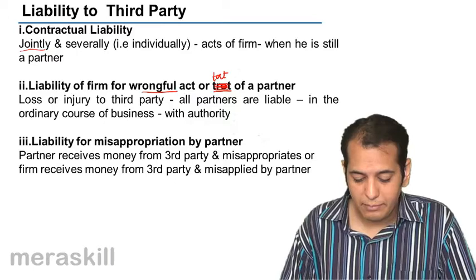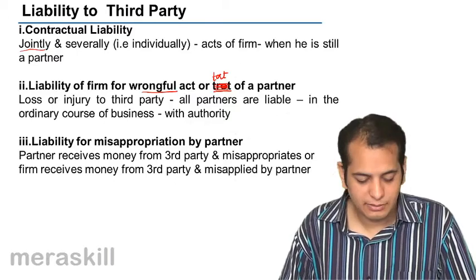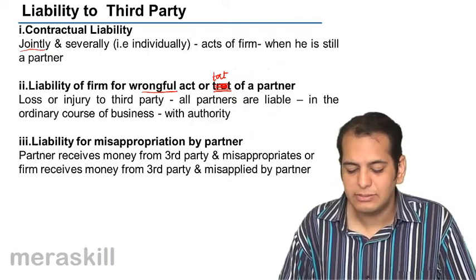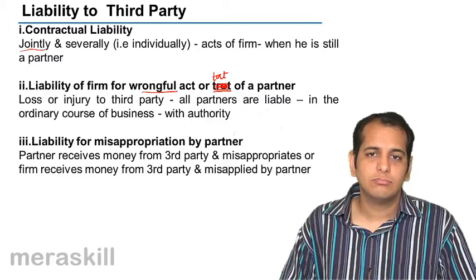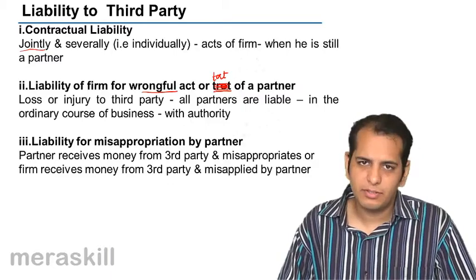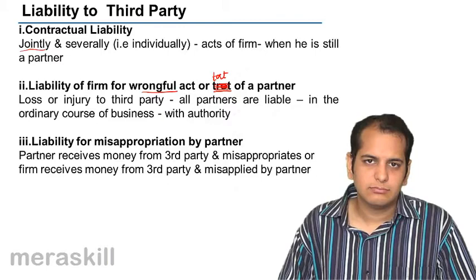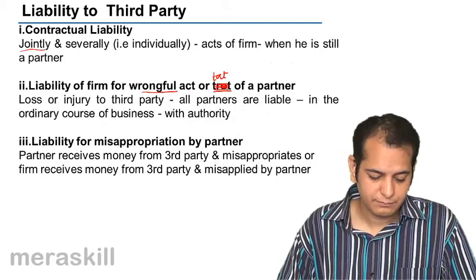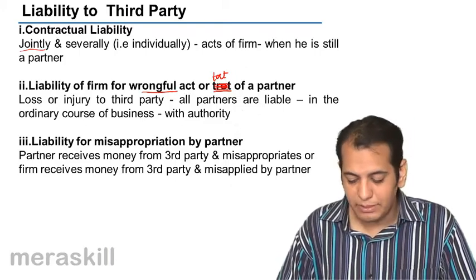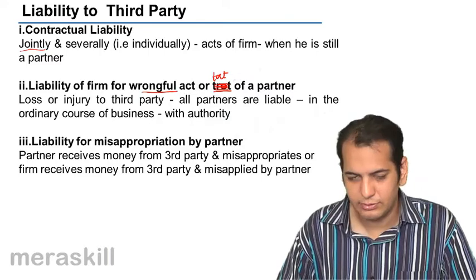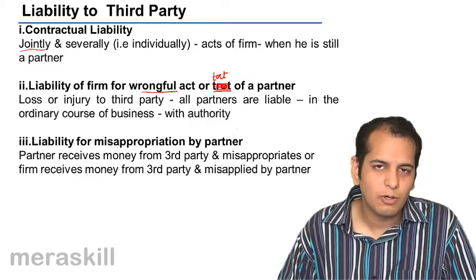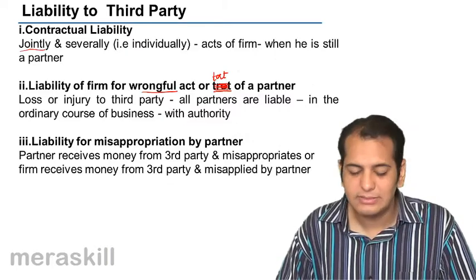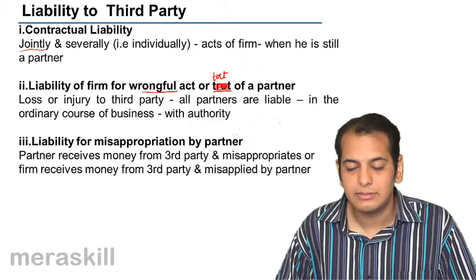Third, liability for misappropriation by partner. Now, what do you mean by misappropriation? Misappropriation means mishandling of the funds, embezzlement of the funds. Now, in short, committing frauds with regards to funds of the firm. So, where a partner receives money from a third party and misappropriates it, that is, puts it in his pocket or pays his personal expenses, or the firm receives money from a third party and is misapplied by the partner.